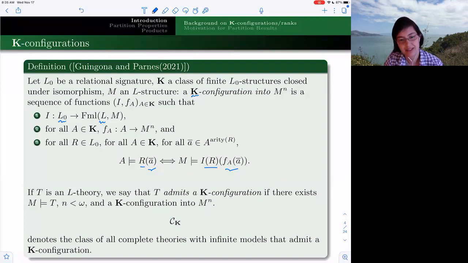For all theories T that admit a K configuration, we call that class C_K. In their previous paper, they studied these different classes and also matched them up with well-known classes of theories that correspond to dividing lines in classification theory.